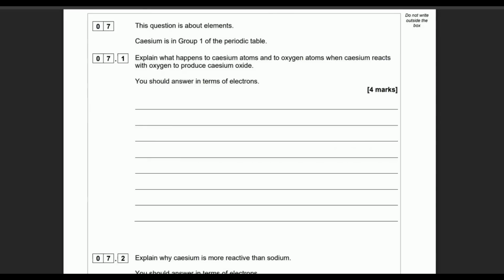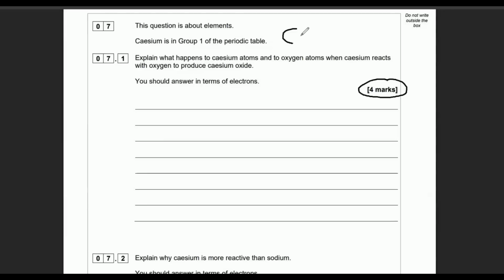Guys, this is a really common question. They could use cesium, magnesium, sodium, or lithium with oxygen, or sodium and chlorine. It's basically asking you what happens when an ionic bond forms, and it's worth 4 marks. You've got to learn this one. It has come up maybe 5 times out of 8 years of exams. It comes up a lot and they're easy marks.